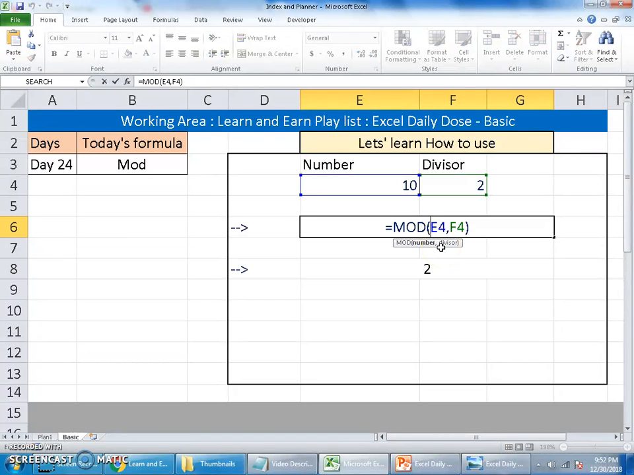In our basic function series in this playlist, we are covering almost every single formula that one must know as a beginner, at a basic entry level. These 30 formulas would be sufficient for you to deal with any mathematical, any text related, any basic functions of Excel. So keep learning, keep practicing daily.